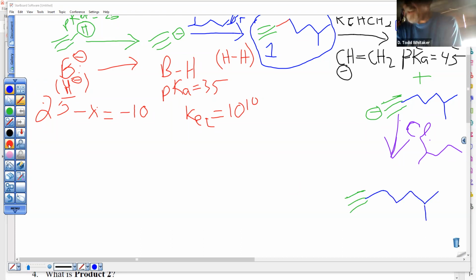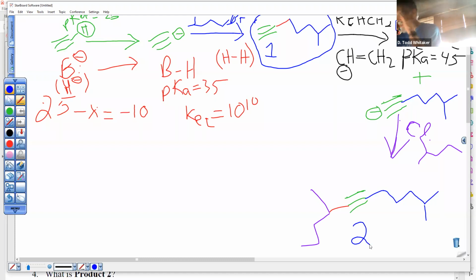New bond here to the carbon that had the chlorine on it, which means there's a methyl here and 4 more carbons here, or 3 more carbons there. Good, I have the right thing. Finally, we have product 2. So that's product 2. Pick the name of the molecule that matches that product 2.